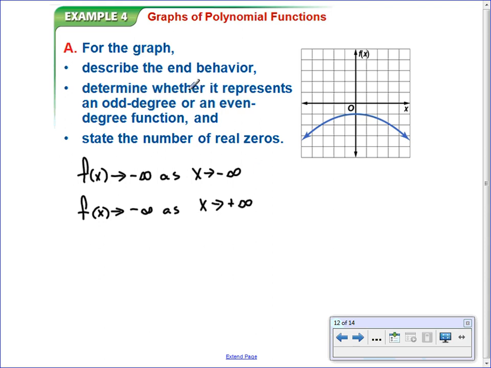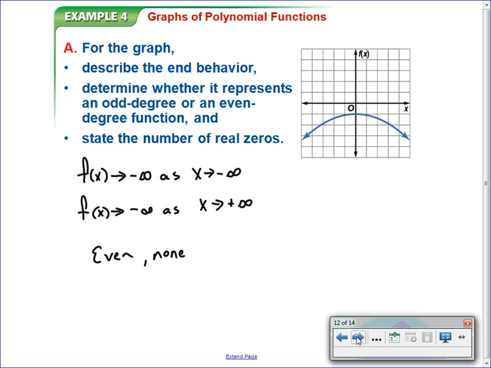If I determine whether it represents an odd or an even degree function, this one would be an even degree function because it starts low and ends low. So that's even. And state the number of real zeros. We're looking for where it crosses the x-axis. This one does not cross the x-axis, so it's none.